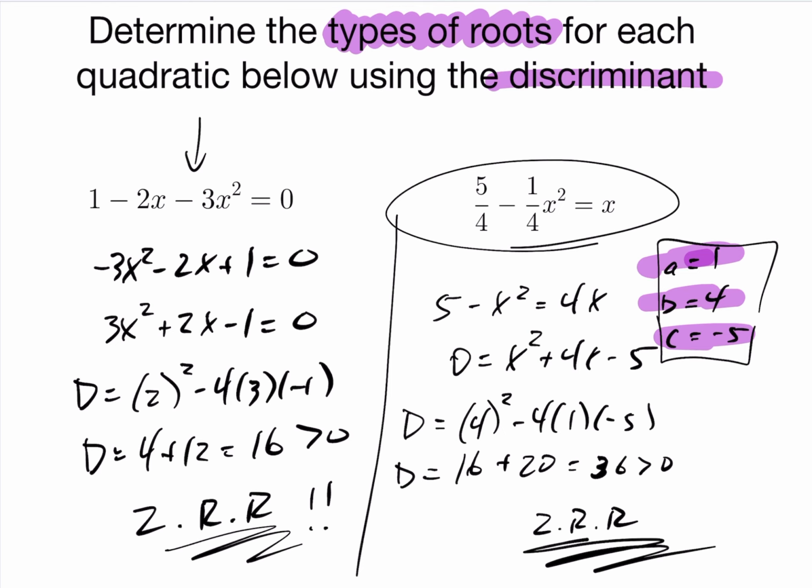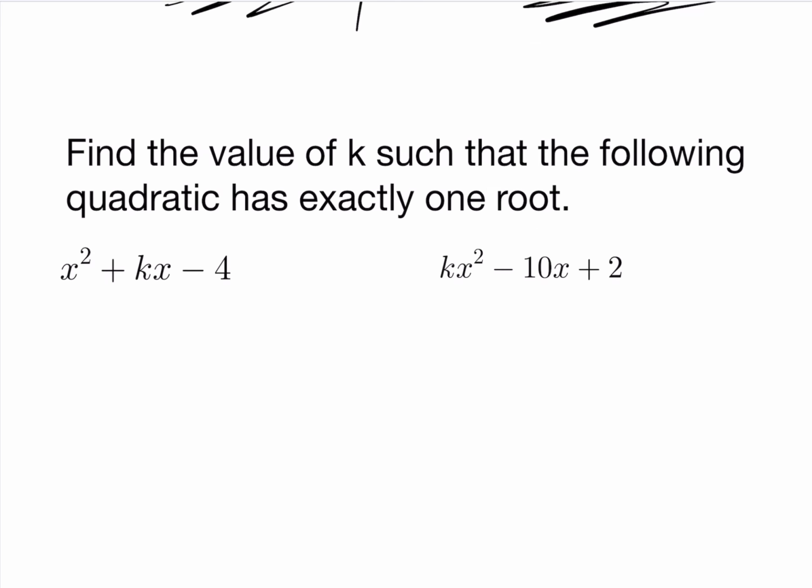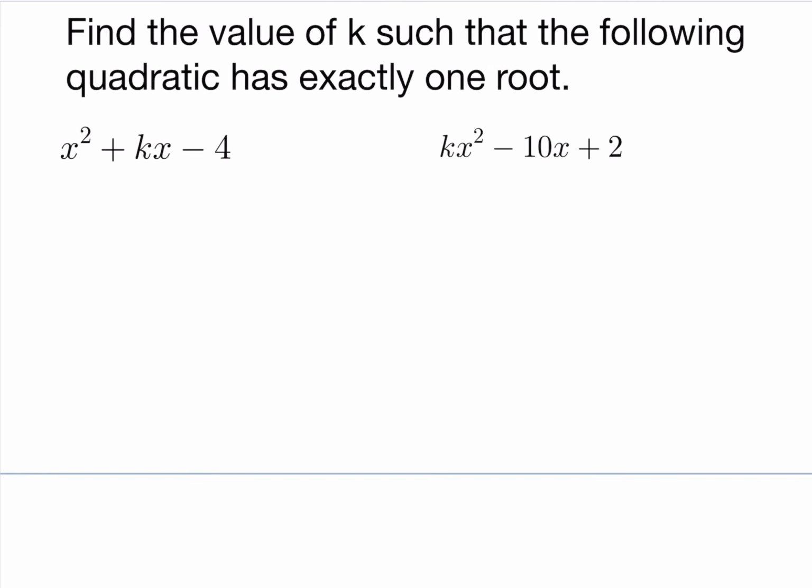Let's take a look at an application question regarding the discriminant. So in this example here, there's two of these, and what's going on is they give you a quadratic, but you do not know the b value in this example. In this example, we do not know the a value, but what they want you to do is find the value of k such that each of these quadratics has exactly one root.